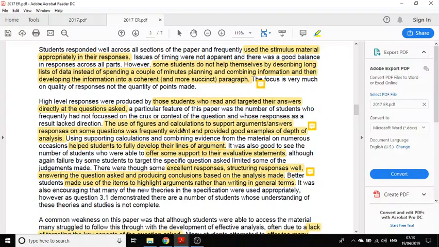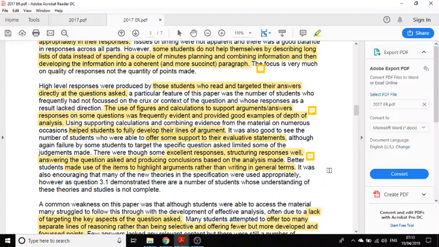The use of figures in calculations to support answers was frequently evident. So if you can use a relevant calculation to back up what you're saying, i.e. if you can calculate labour turnover, or if you can calculate a profit margin, something like that, and it's relevant to the question, put that in. Don't just chuck it in there if it's not relevant.